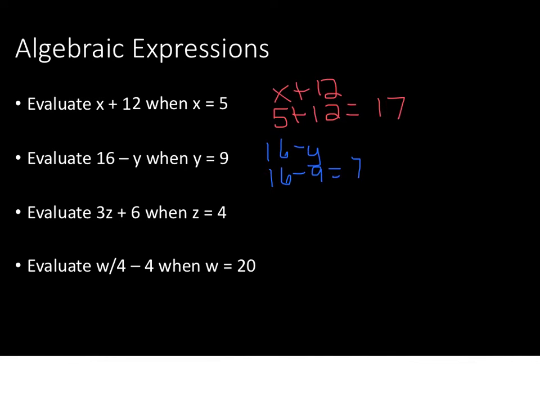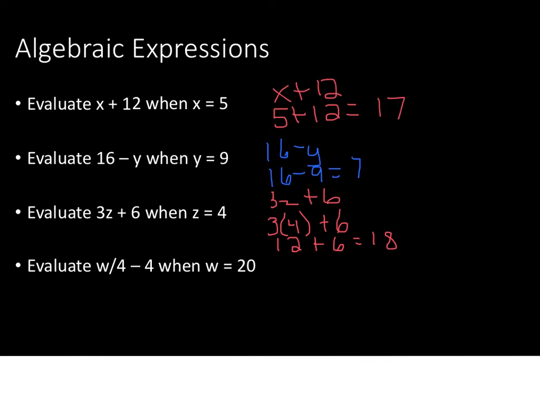Alright, so let's look at the next one. It says evaluate 3z plus 6 when z is equal to 4. So if I have 3z plus 6, now 3z means 3 times z. So I'm going to make this 3, substitute 4 in for z, plus 6. Now here I have to make sure I follow order of operations. I have to do 3 times 4 first, and 3 times 4 is 12, and 12 plus 6 is 18.